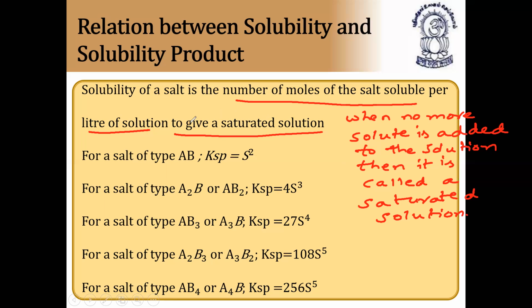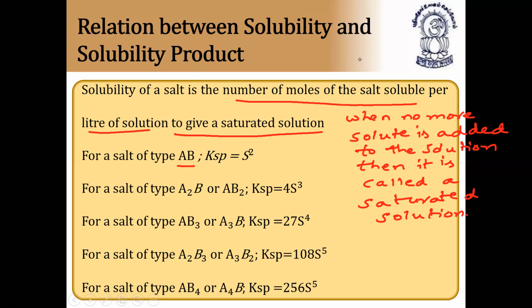So for solubility, we have the types of salts: AB type, A2B type, AB3, A2B3, AB4 or A4B. These are the different types of salts we have. And how to find solubility and solubility product for these salts, we are going to discuss now. Please listen carefully. For each type of salt, one by one I'll write and I'll rub it so that you can understand easily, because in the same slide we are supposed to do the derivation.